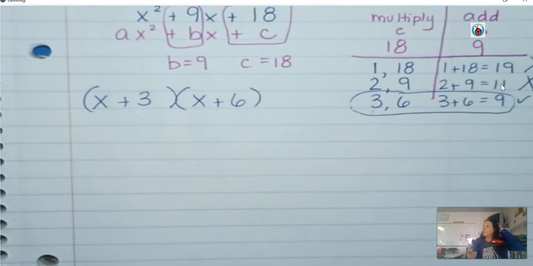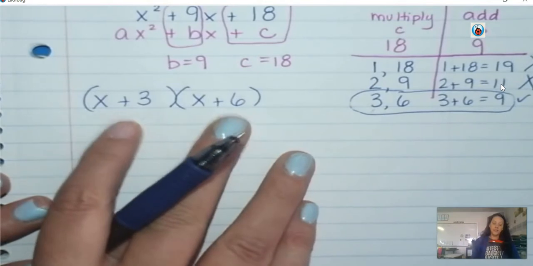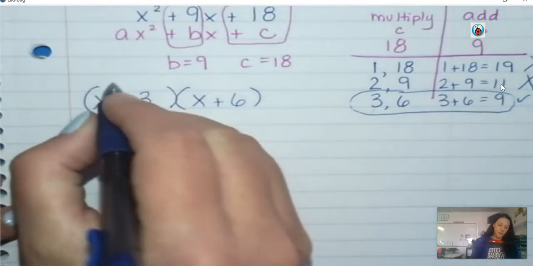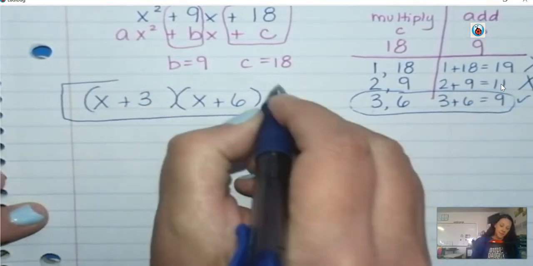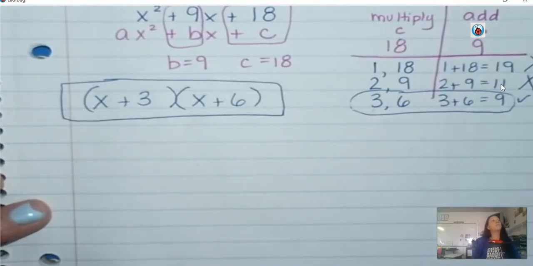Or you could flip them. You could do x plus 6 first, and then x plus 3, because when you multiply, it's commutative. Multiplication can be moved around, and you get the same answer. So if it just says to factor, I want to know the two factors. This is your answer. These are the factors.